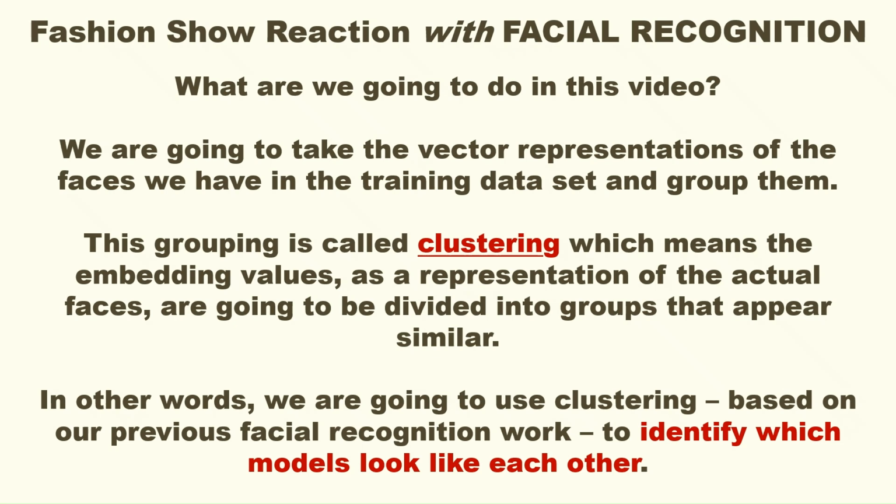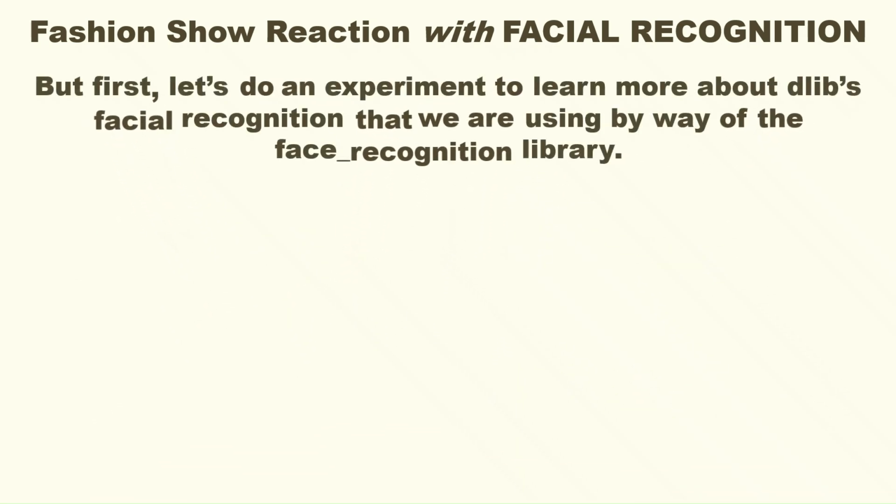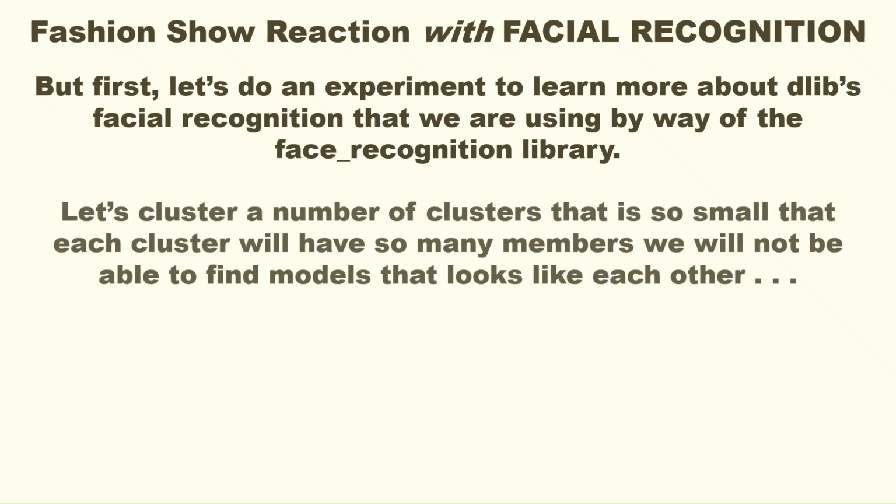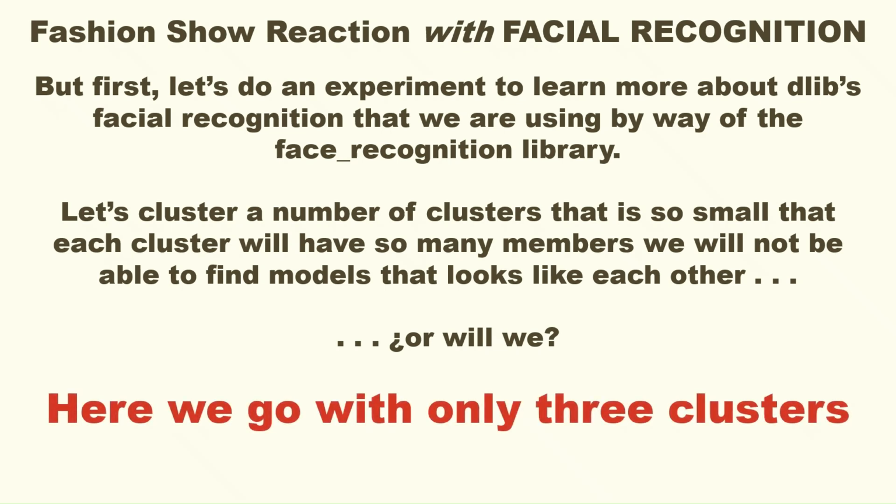But before we do that more fun, second part of the video, let's do something a little scarier, so we can show how facial recognition might be used either for good, depending on your definition of good, or evil. We have just over 1,000 models in the training data set, so to find doppelgangers, we would need to run a lot of clusters. But let's try only 3 clusters and see what happens.